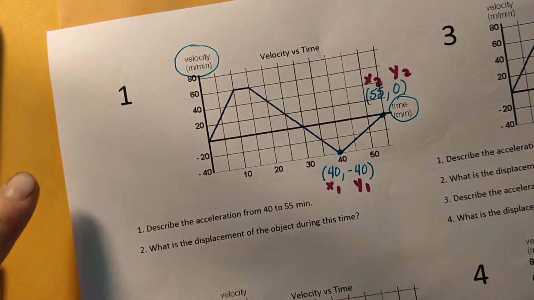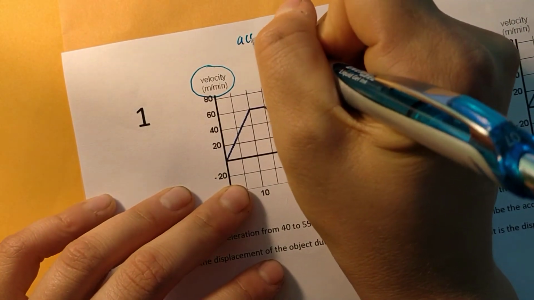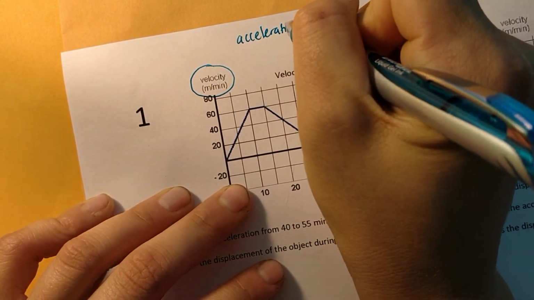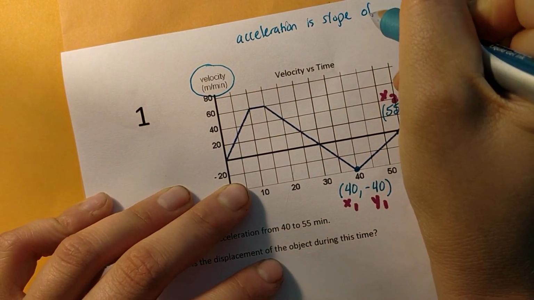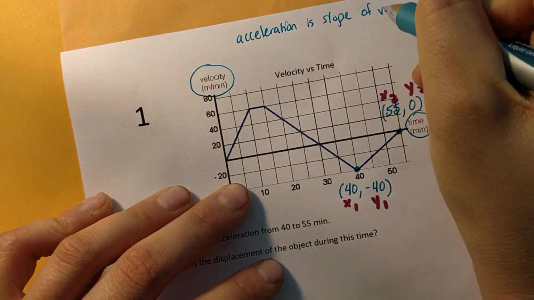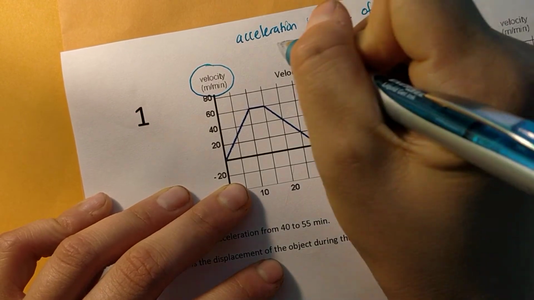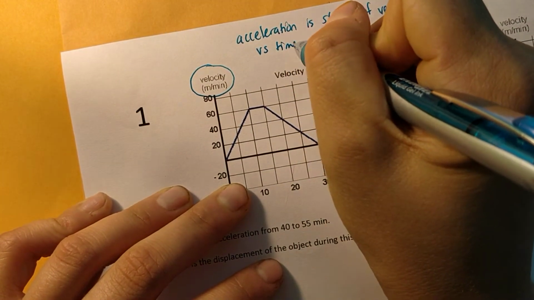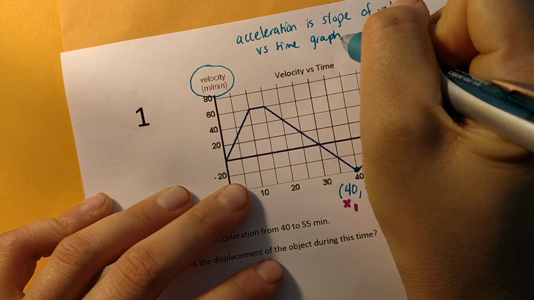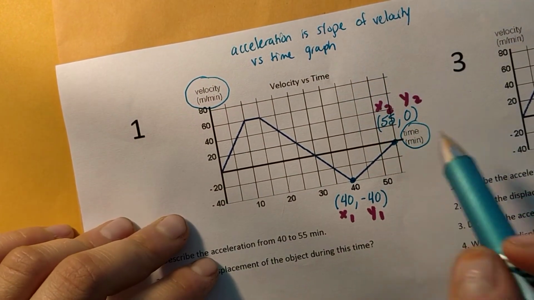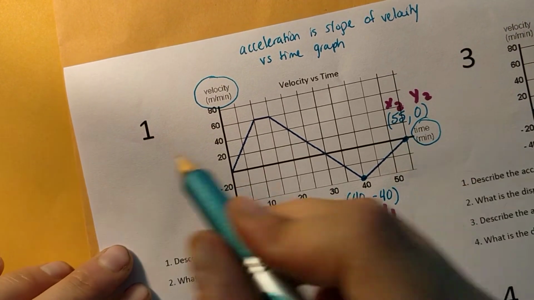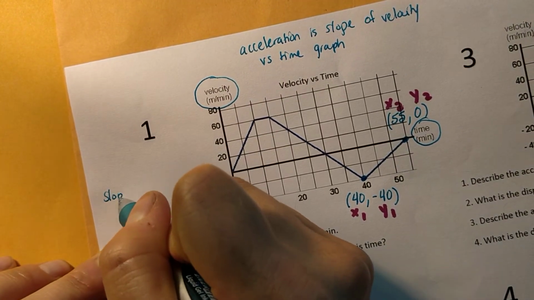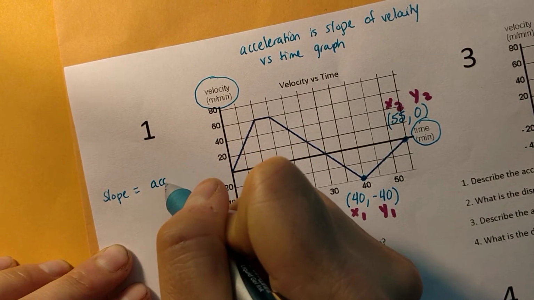Acceleration is the slope of a position versus time graph. So you need to put this in your notebook. I'm sorry, it is the slope of a velocity versus time graph. Put this in your notebook. You need to have this memorized. So we're going to calculate the slope. Slope is change in y. Slope equals acceleration.